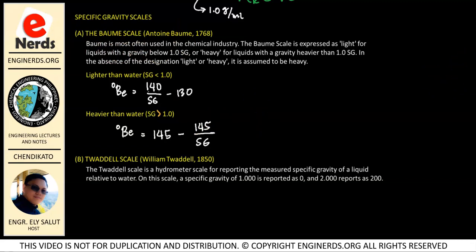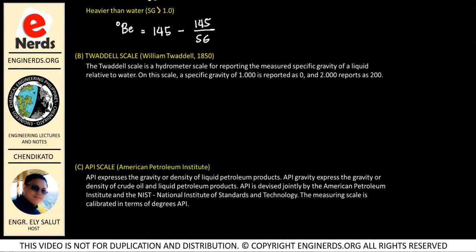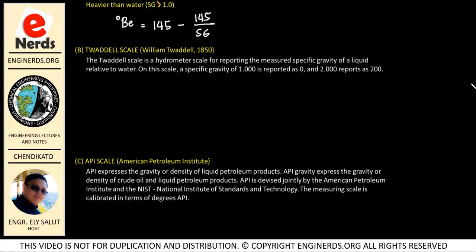Okay? So, another specific gravity scale yung tinatawag nating Twaddell scale, which is introduced by William Twaddell in 1850. The Twaddell scale is a hydrometer scale for reporting the measured specific gravity of a liquid relative to water. On this scale, the specific gravity of 1.0 is reported as 0 and 2.0 reports as 200.